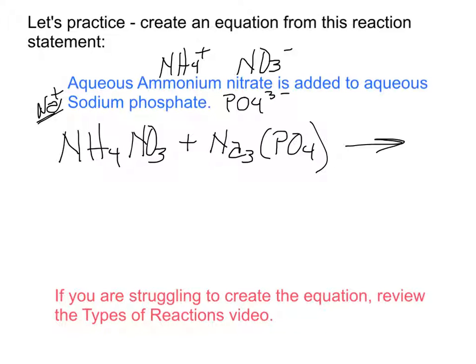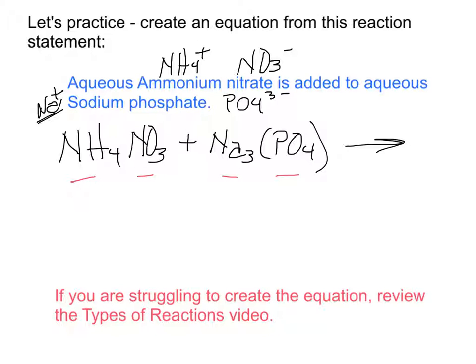Now, once again, if you have trouble determining what type of reaction it is, go back and review the types of reactions, identifying type of reactions video to get this down. But if I take a look at this, I can see that I have 1, 2, 3, 4 elements, so this is going to be a double replacement reaction.